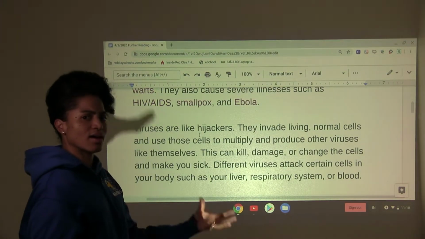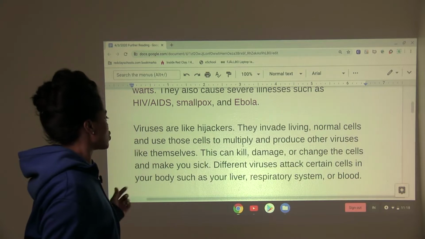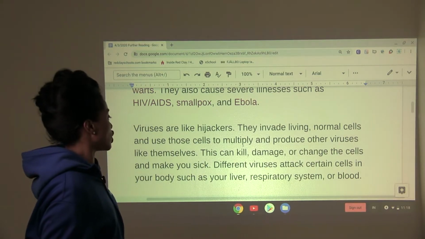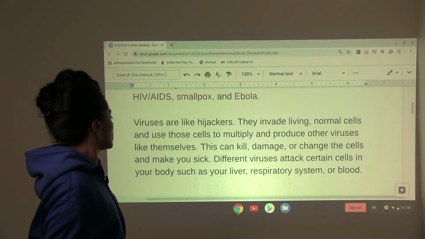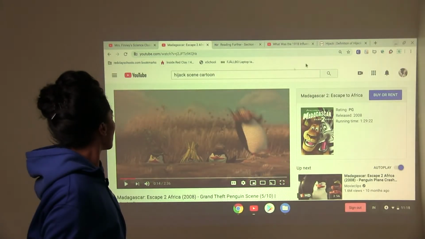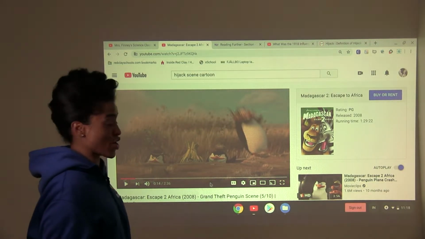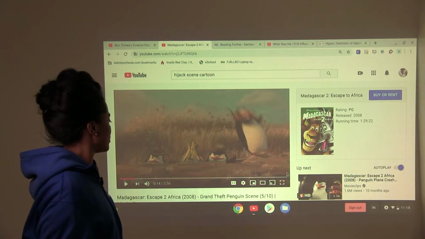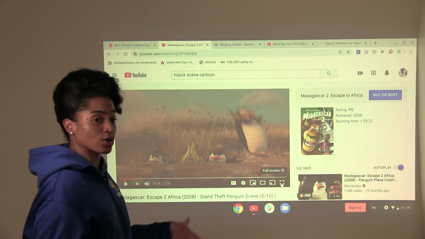Viruses are like hijackers. How so? They invade living normal cells and use those cells to multiply and produce other viruses like themselves. This can kill, damage, or change the cells and make you sick. Different viruses attack certain cells in your body, such as your liver, respiratory system, or blood. So let's keep that in mind. We want to take a look at a clip that I'm sure you've seen before. This is from Madagascar, Escape to Africa, 2008, and this is a clip of hijacking. Let's see what this looks like in this video and compare that to how a virus hijacks a host cell.